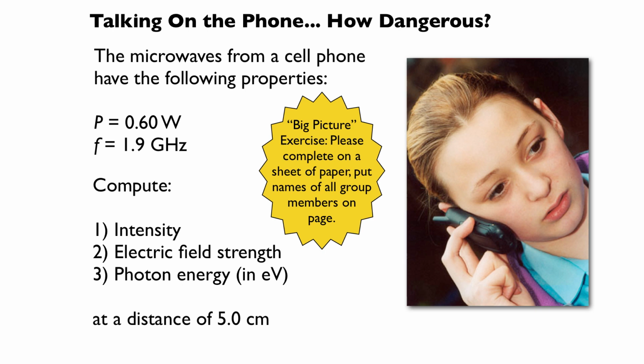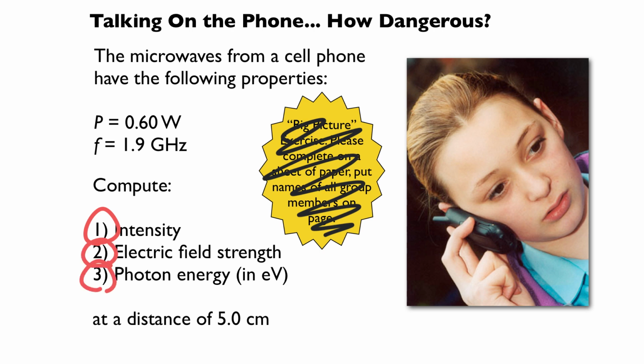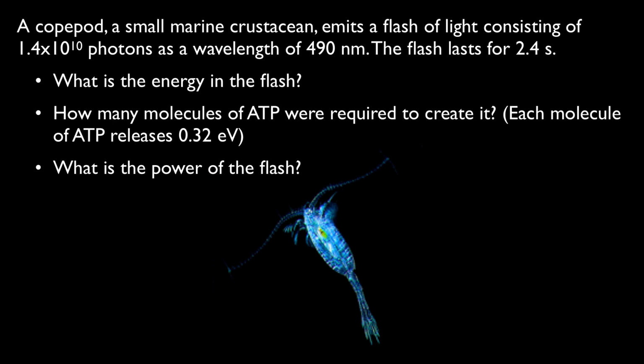And one of the questions we're going to ask about, oh yeah, don't worry about this, that was there because I forgot and left it there, is when you talk on the cell phone, how dangerous is it? And so we're going to look at numbers for it. When you talk on the cell phone, 5 centimeters away from the cell phone, so like inside your noggin, what is the intensity, what is the electric field strength, and what is the photon energy? We're going to consider that. And it turns out it's fine, but it is going to produce a certain amount of heating, and that is something we'll talk about in class.